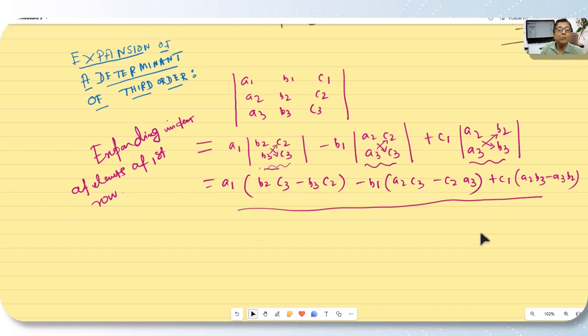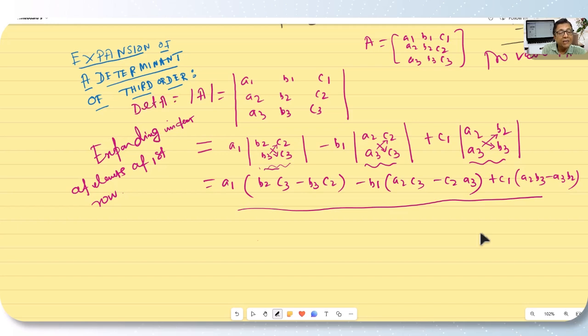A matrix has no value. If it was a matrix of the form A equal to a1, b1, c1, a2, b2, c2, a3, b3, c3, it has no value. So what we are doing is finding the value of the determinant of the matrix, that is det A, written in this symbol, and you get the value. For example, I take one example for you.